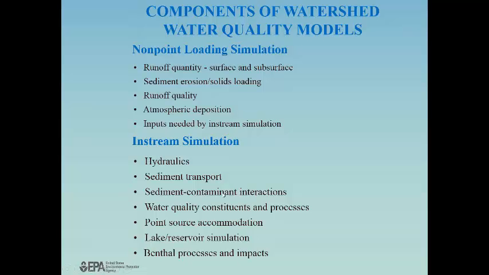Then the in-stream portions take over and provide the hydraulic, sediment transport, sediment-contaminant interactions, the biochemical processes that involve nutrients and algae within the stream channel. It needs to accommodate point sources, allow for lake and reservoir simulations, and then include the impacts of bottom processes, benthal processes on the overlying water quality within the stream channel. So these are the components of water quality models that need to be included for simulation of a complex watershed system.